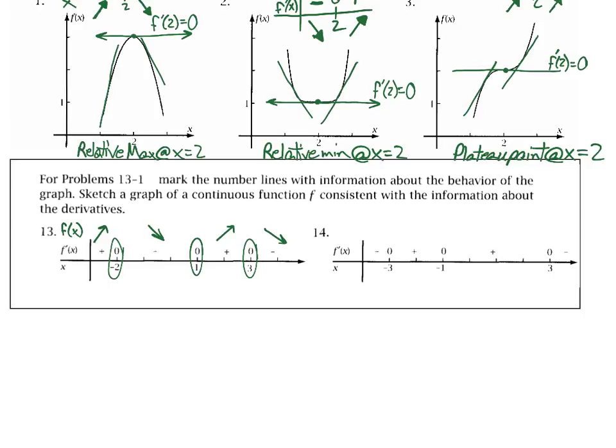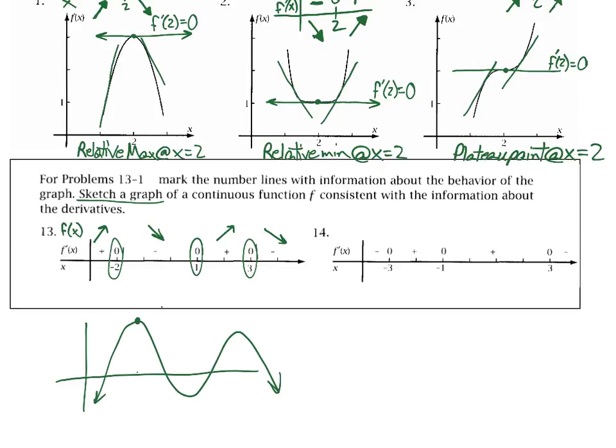And notice here, as you're drawing these lines, we're asked to sketch the graph of a continuous function that's consistent with this information. Basically, if you follow the arrows that you have, you can do this. Up, then down, up, and then down. And that highest point is going to be at -2.